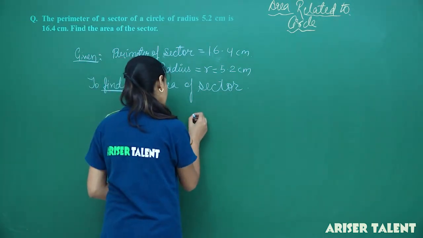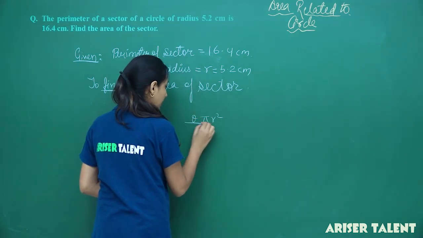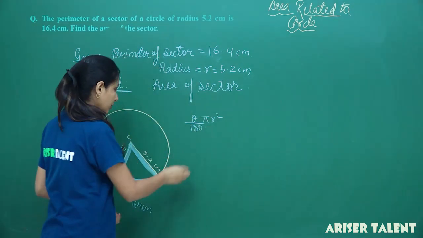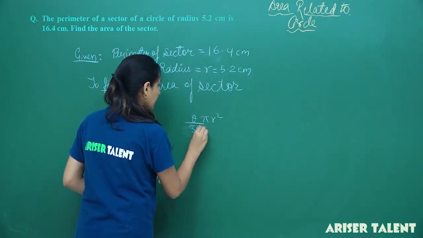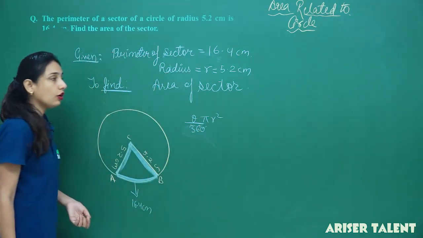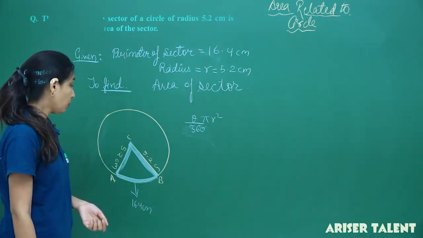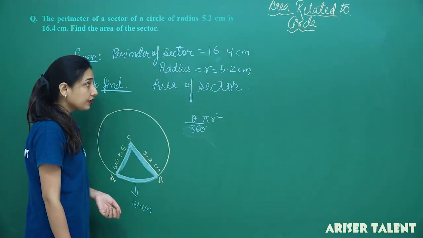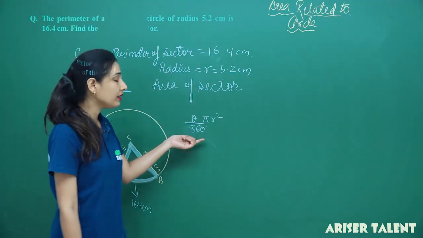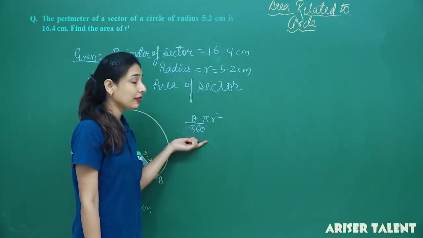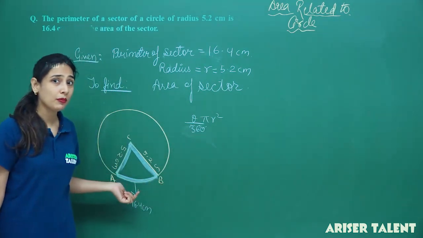Now what is the area of the sector? That was pi r square multiplied by theta by 360 degree. Now, are you given the angle? No, you are not given the angle. So what will you do? You are not having any angle here, so how can you apply this formula? There can be another formula, because you are given the perimeter of this.